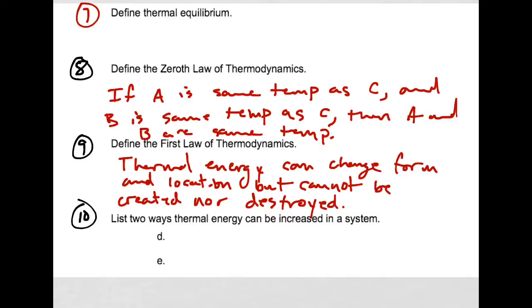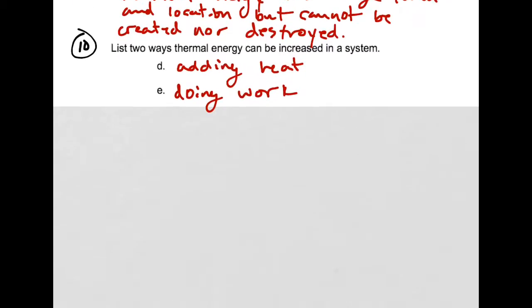List 2 ways thermal energy can be increased in a system. Just from the PowerPoint, it says that thermal energy can be increased by adding thermal energy, so adding heat, you heat it up, or by performing work, so like using some kind of friction. So that's pretty simple. Let's move on. All right.